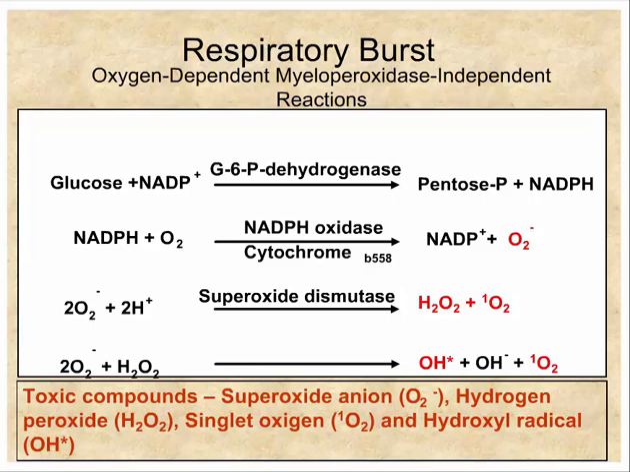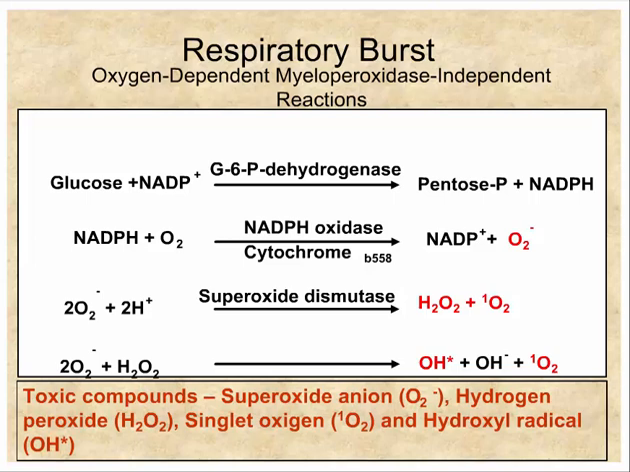There are a series of reactions that occur within this phagolysosome that result in the production of a lot of reactive oxygen species. And so here are the reactions. Glucose-6-phosphate with NADP and the enzyme glucose-6-phosphate dehydrogenase forms pentose phosphate and NADPH. If you'll remember back from your biochemistry, that's the first step of the hexose monophosphate shunt. Okay? So that reaction goes on.